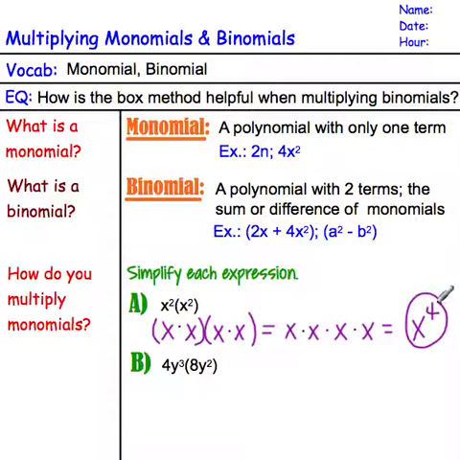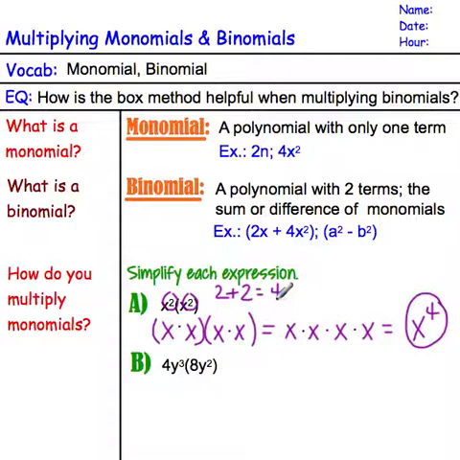So if you notice here, when we're multiplying exponents, that means we're going to take 2 plus 2, which is 4. So I should recognize that x squared times x squared is x to the 4th because I'm adding those exponents. The next example we have is 4y cubed times 8y squared.